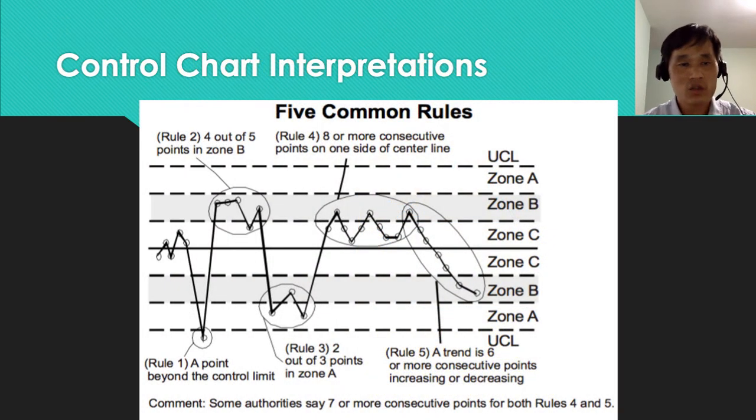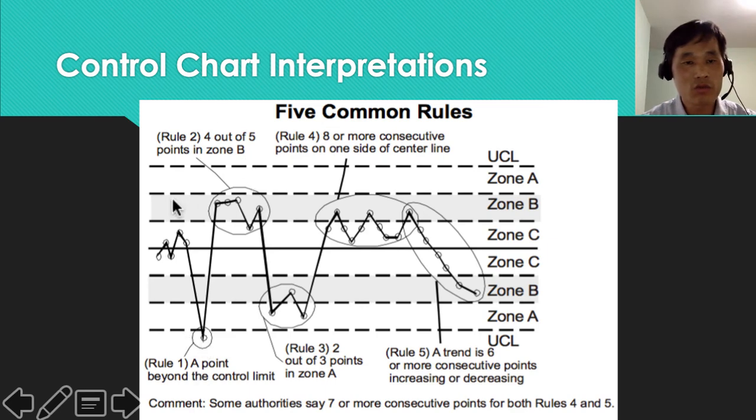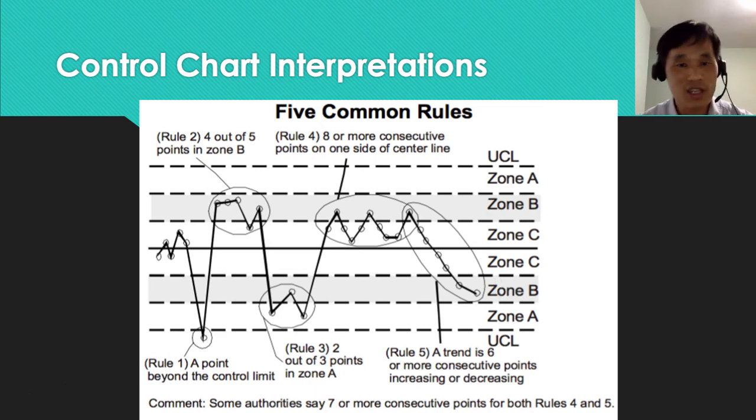So if I summarize those 5 rules, it's right here, and this is from ASQ. Rule number 1, outside of the boundaries. Rule number 2, 4 out of 5 points in zone B. Rule number 3, 2 out of 3 points near the limits. Rule 4, 8 or more consecutive points on one side of the center line. And rule number 5, a trend of 6 or more consecutive points increasing or decreasing. So in these cases, you want to be doubtful of the process and investigate that.